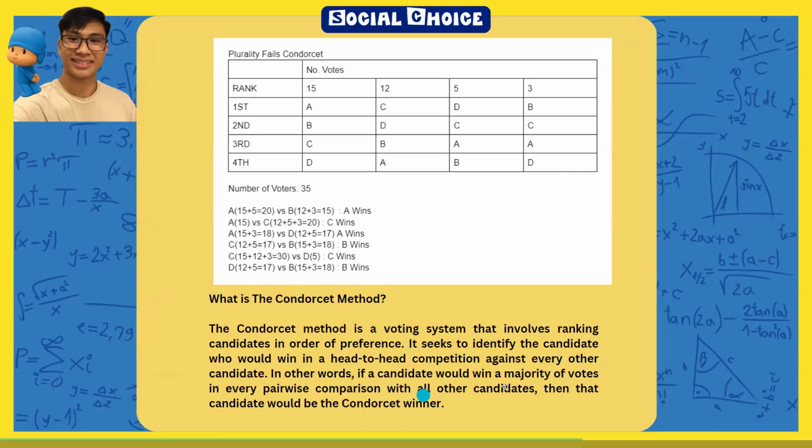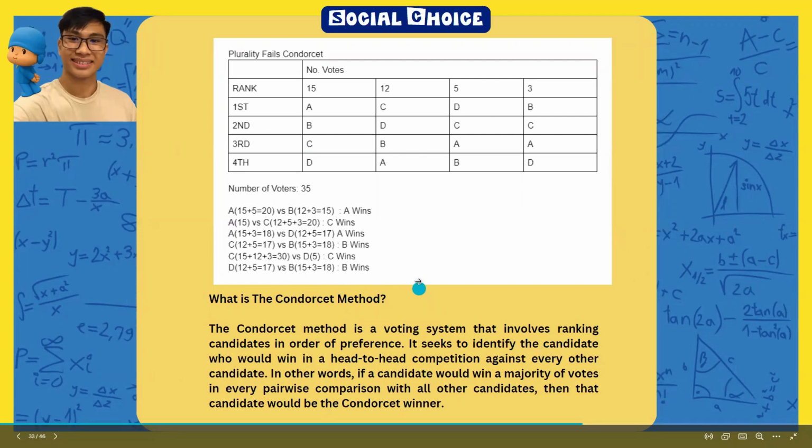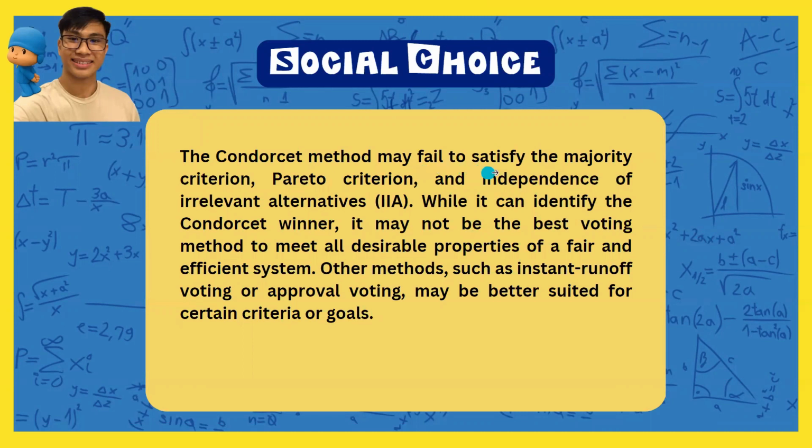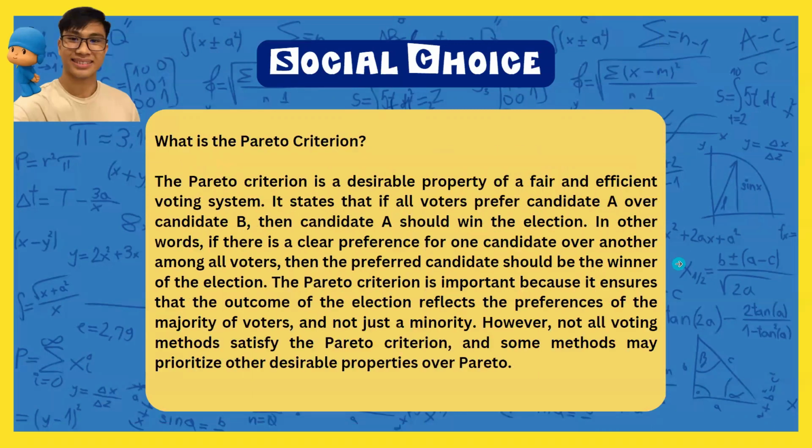So yun nga, na-discuss na natin kung ano yung Condorcet method kanina. Bale yung process na to, yan yung Condorcet method, yung pag-head-to-head challenge. The Condorcet method may fail to satisfy the majority criterion, Pareto criterion, and the independence of irrelevant alternatives. While it can identify the Condorcet winner, it may not be the best voting method to meet all desirable properties of a fair and efficient system. Other methods such as instant runoff voting or approval voting may be better suited for certain criteria or goals.